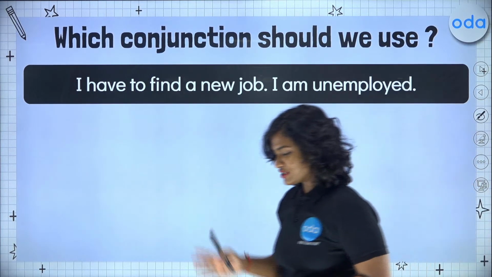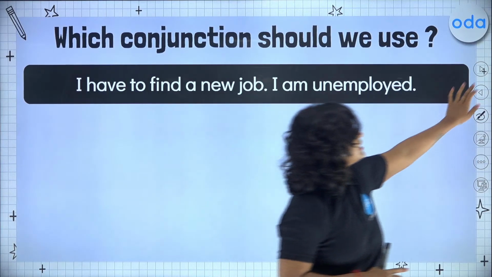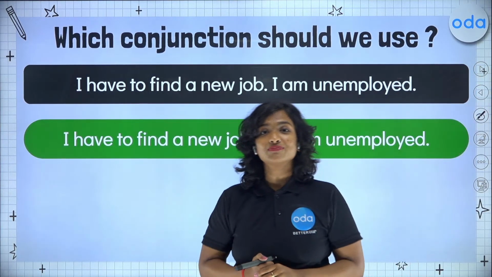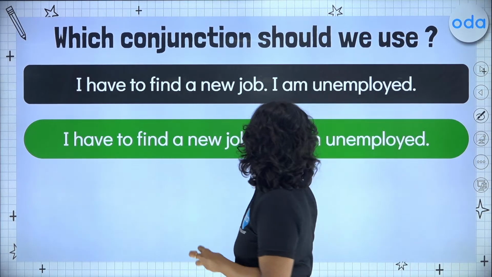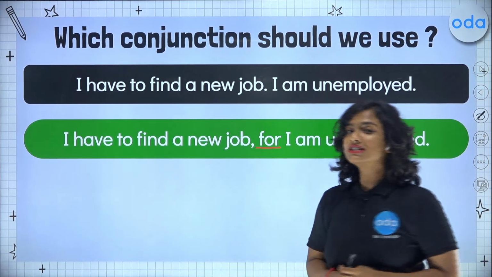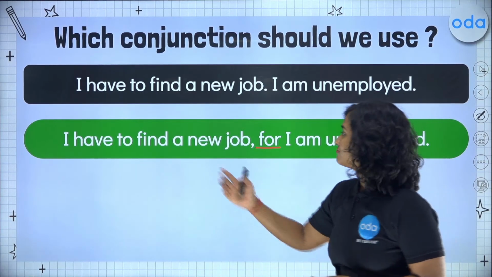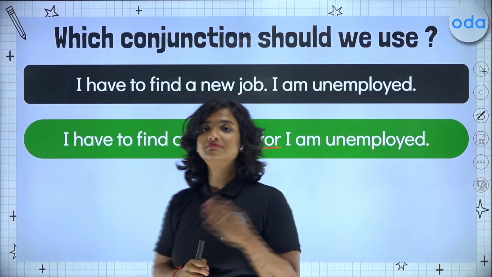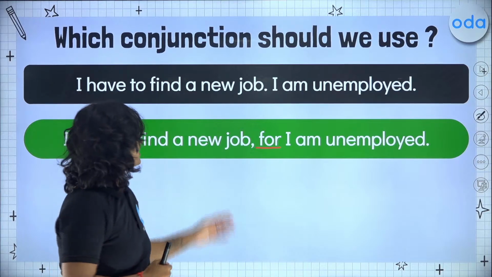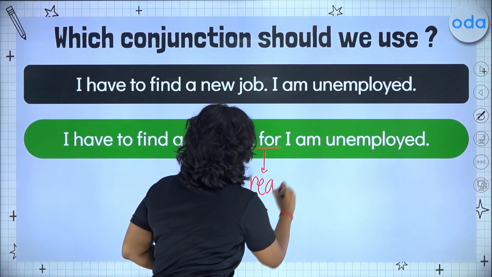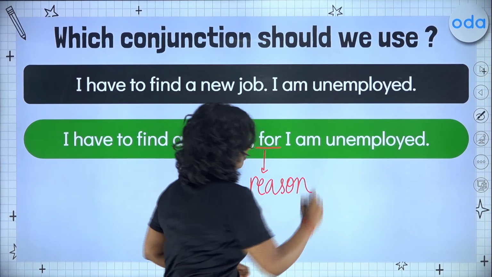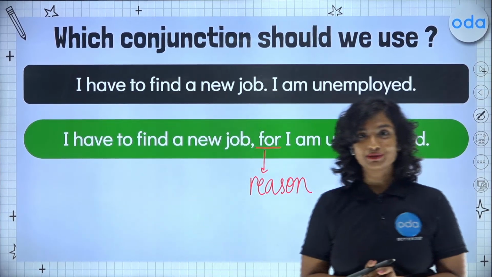Now, if you remember, earlier I was talking about for, which is used to show a reason. Now, I have to find a new job for I am unemployed. Why do I have to find a new job? I am unemployed. So, for here helps us see the reason for why I have to find a new job.